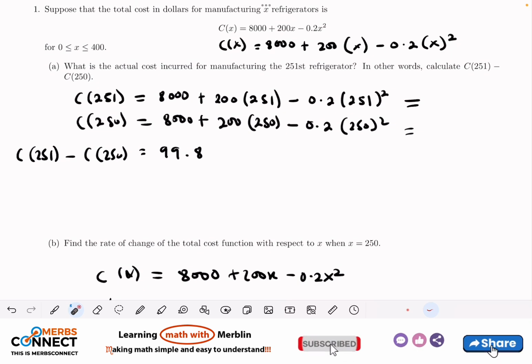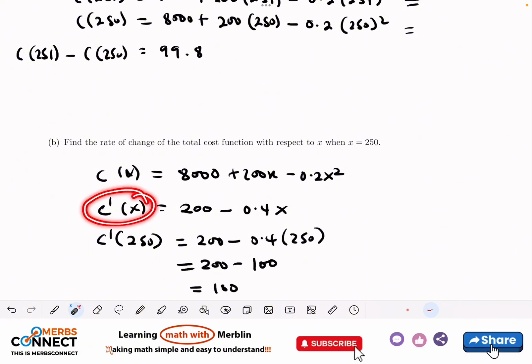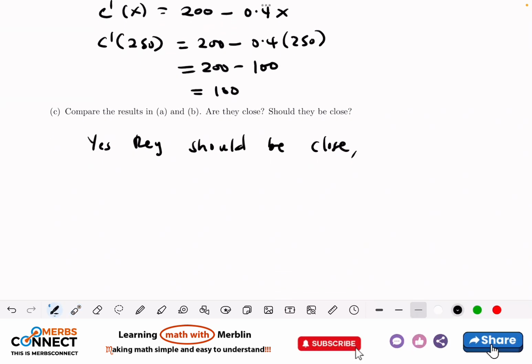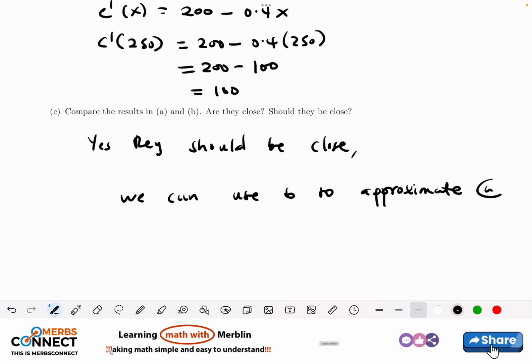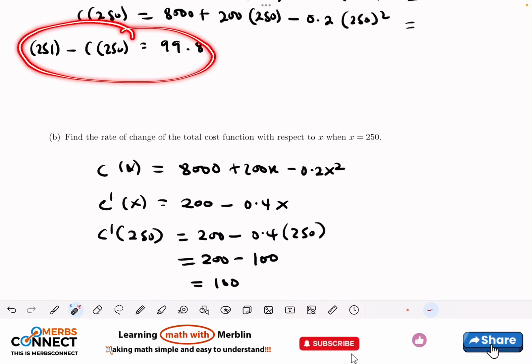As I was saying, I wanted to explain what we mean when we are talking about the exact value and the approximated value. So this right here is the exact value, right? That's the actual cost. And when you find the derivative and you plug in x, this becomes the what? The approximated value. So here what we can say is that we can use B to approximate A. We can use B to approximate A. Why? Because this is the exact value, right?